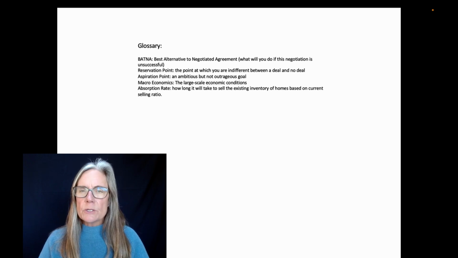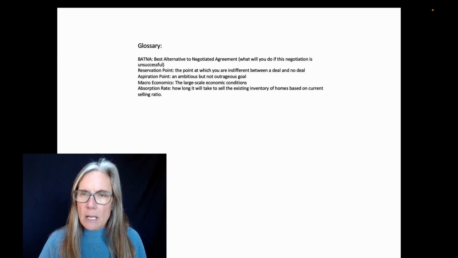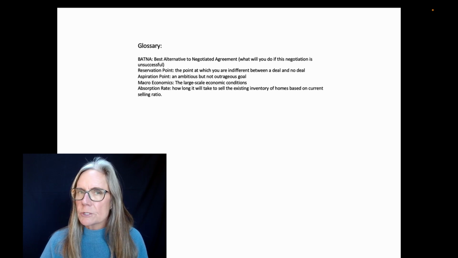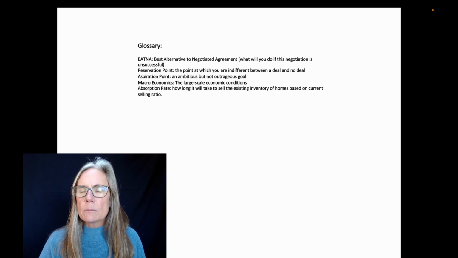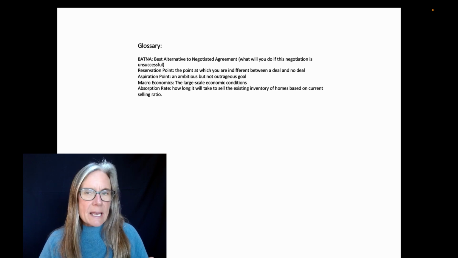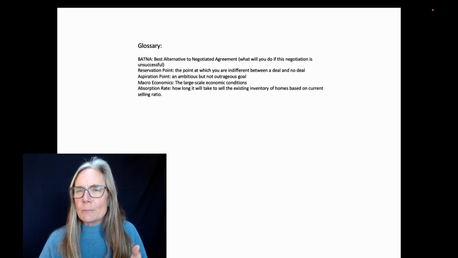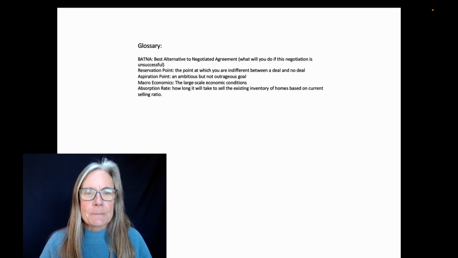And what you'll find is when you give this term, reservation point, to your client to help them really decide what they're going to do in terms of an offer or signback, that it gives them a little bit more wiggle room, because when they set a min or a max, they really feel committed to stick with it, whereas this has more flexibility in it.